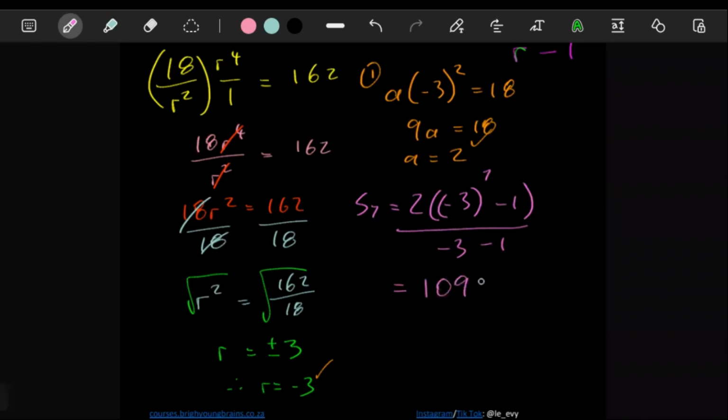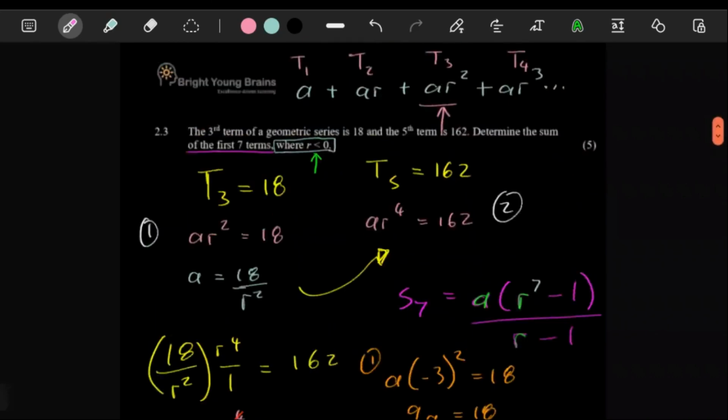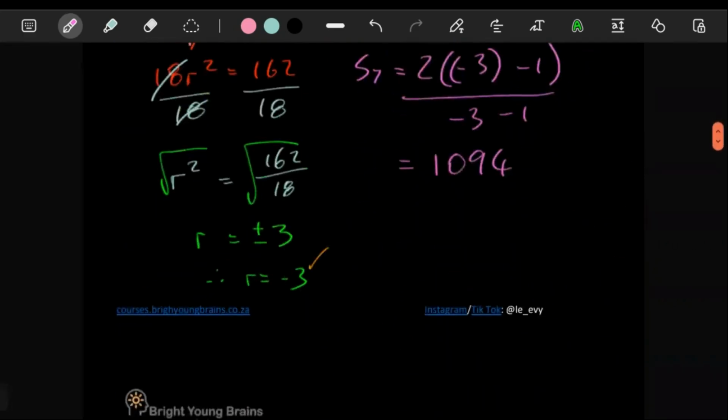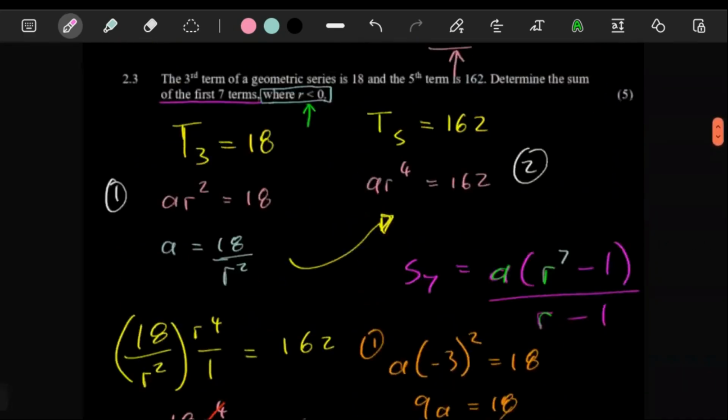1094. So we would not necessarily be expecting something too big, because remember, if your value of r is negative, it means that your values are alternating. You're going to have positive numbers and then a negative one, going on and on. So if you add them up, you'll have a couple of positive numbers that are big and a couple of negative numbers that are super small. So when you add them up, you're not going to end up with something very big. That's for 2.3.